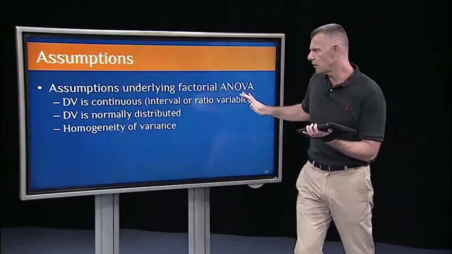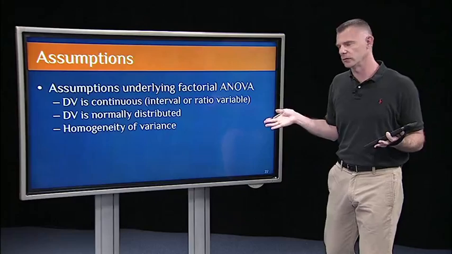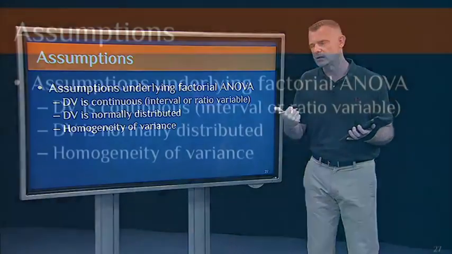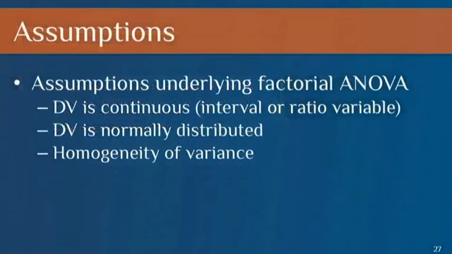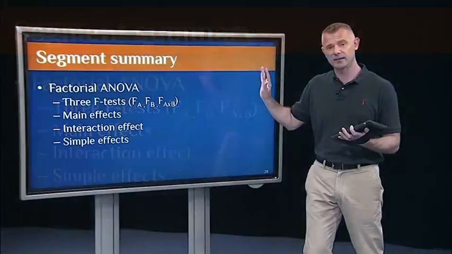The assumptions underlying the factorial ANOVA are just like a one-way between groups ANOVA. So we have a continuous DV, it's normally distributed, and we have homogeneity of variance. So to wrap up this segment, in the next segment I'm going to give you a full example. We'll walk through some results from R, but this is a long segment as is, so I want to just wrap it up here.